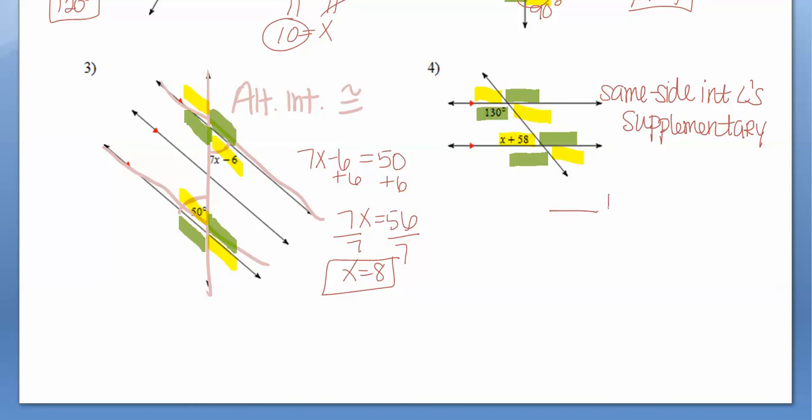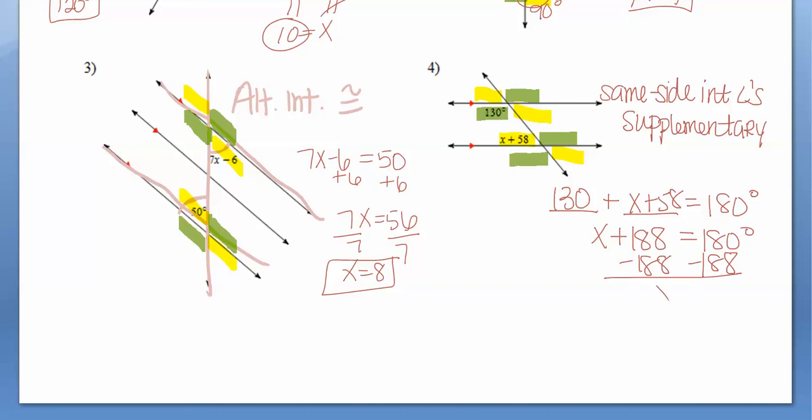One of the angles plus the other equals 180. So just 130 plus x plus 58 equals 180. And then we just solve for x. So let's combine our like terms. That's going to be 188. Subtract 188.